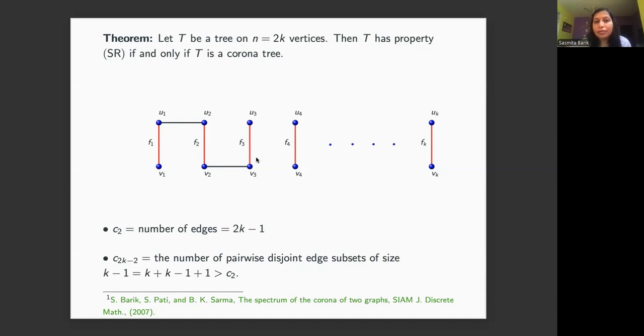And now I'll look at the non-matching edges also. Each non-matching edge is adjacent to two matching edges, because the tree is connected. So I'll choose a non-matching edge like this here, A1, A2, and this is adjacent to two matching edges. Those two I'll leave, and the other edges I'll choose.